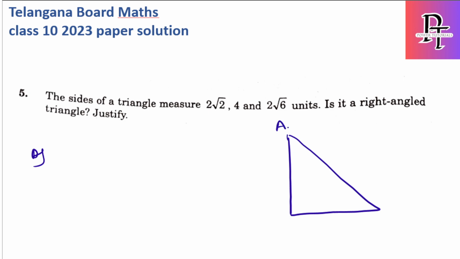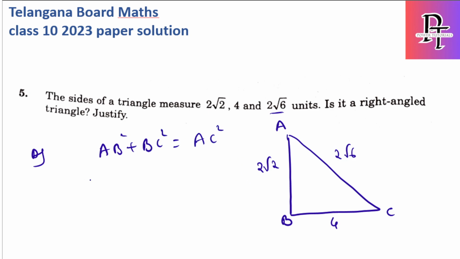So let's assume we have A, B and C. Hypotenuse is always the greater side, I mean the largest side. So root 6 is definitely greater than 2, so this should be the greater side compared to these 2 sides. I am assuming this as 2 root 2, this as 4 and this has to be 2 root 6 if it obeys. So let's cross check. What I am saying is AB square plus BC square should be equal to AC square to prove it as a right angle triangle.